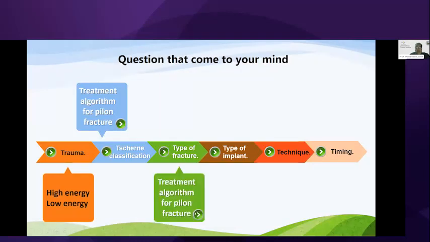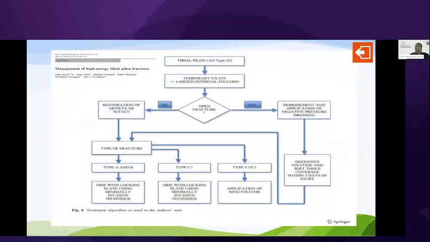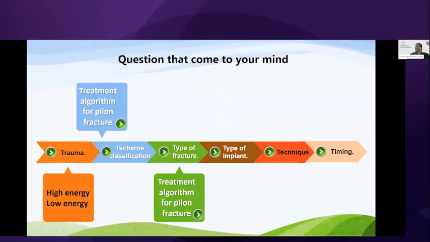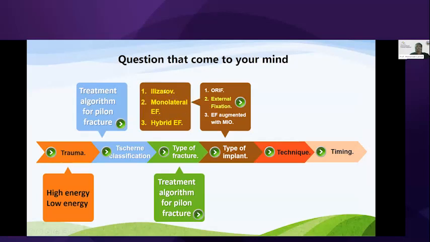According to the type of fracture, we have type A and B, and type C1, we can treat through open reduction internal fixation with locking plate using minimally invasive technique. Type C2 and C3, we can use external fixation. According to the type of implant, we have either open reduction internal fixation, or external fixation augmented with minimally invasive technique. The external fixation either by Ilizarov or monolateral fixation or hybrid external fixation.